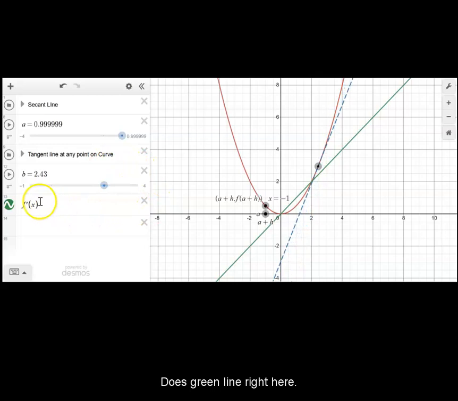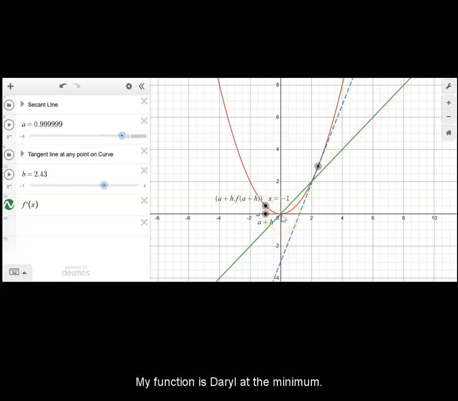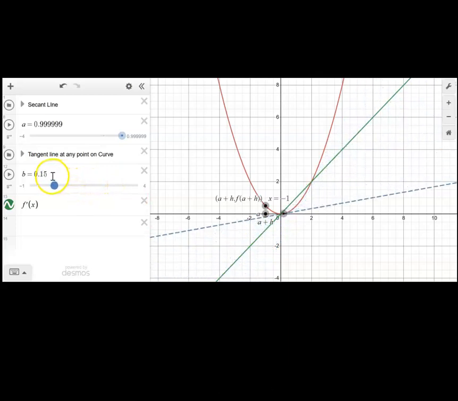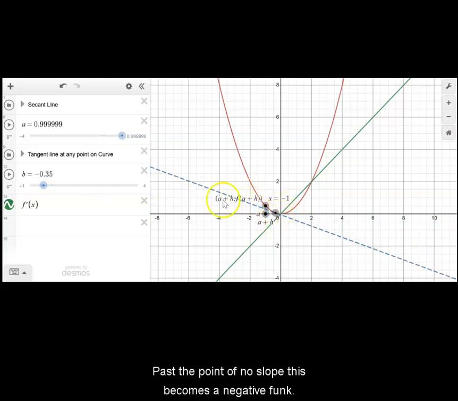This green line right here is f prime. This is the derivative of my function. So notice that my function is 0 at the minimum because it's a nice graph. And what's happening here is that when my tangent line, the green line, is negative, watch what happens to this tangent. It goes this way, and then here, the line is 0. There's no slope.